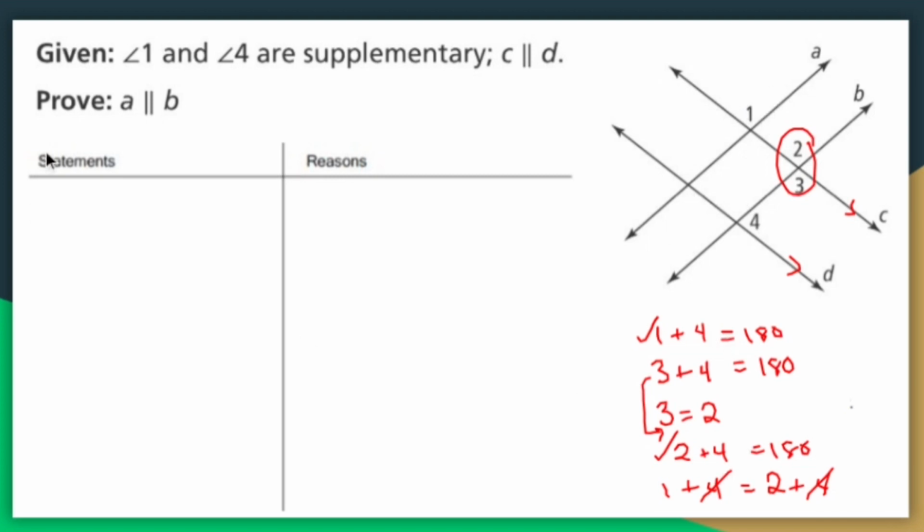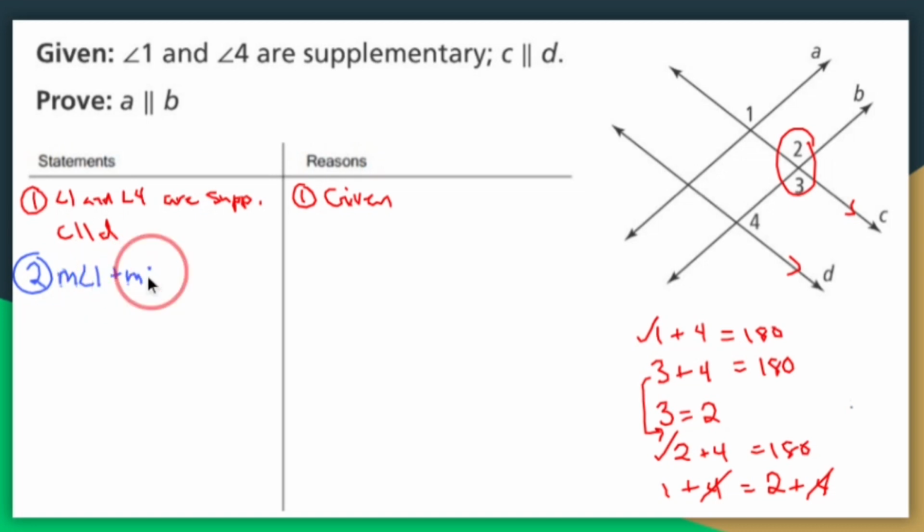So that's the order that I'm going to do things. I'm going to start first off with my given. Angle 1 and angle 4 are supplementary. Abbreviate, you're allowed to. Also, C is parallel to D, and that's my given. Always start out with your given. Now, if 1 and 4 are supplementary, that allows me to say that the measure of angle 1 plus the measure of angle 4 equals 180 degrees.